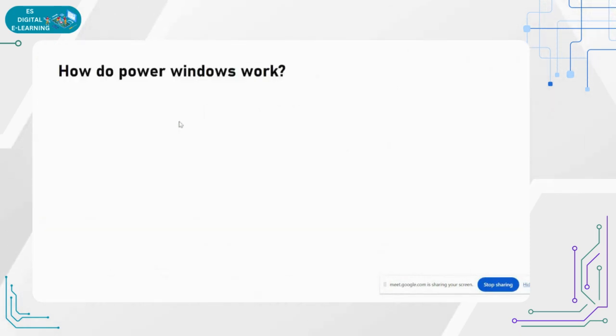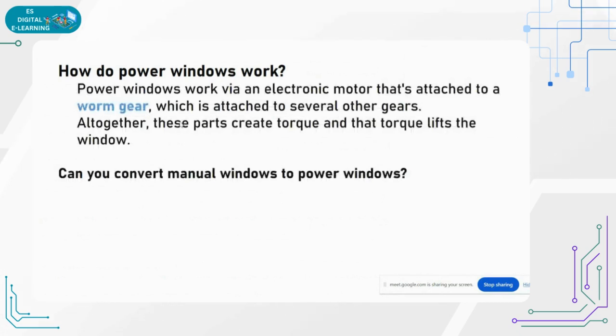Okay, so how does the power window work? I just gave this information. The power window works via an electric motor that is attached to the worm gear. You need to explain this in an interview, like how the power window works. So the power window works via an electric motor, which is attached to the worm gear, which is attached to several other gears also. Altogether, those parts create a torque, and the torque lifts the window. So this is how the power window works.